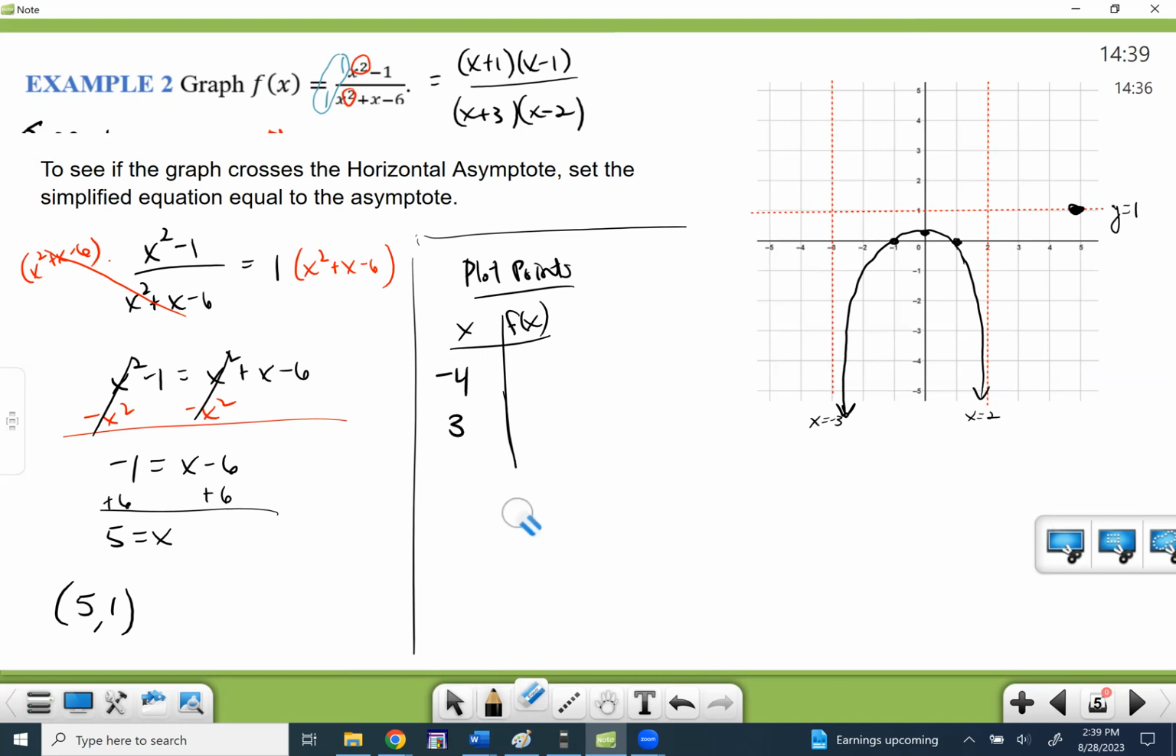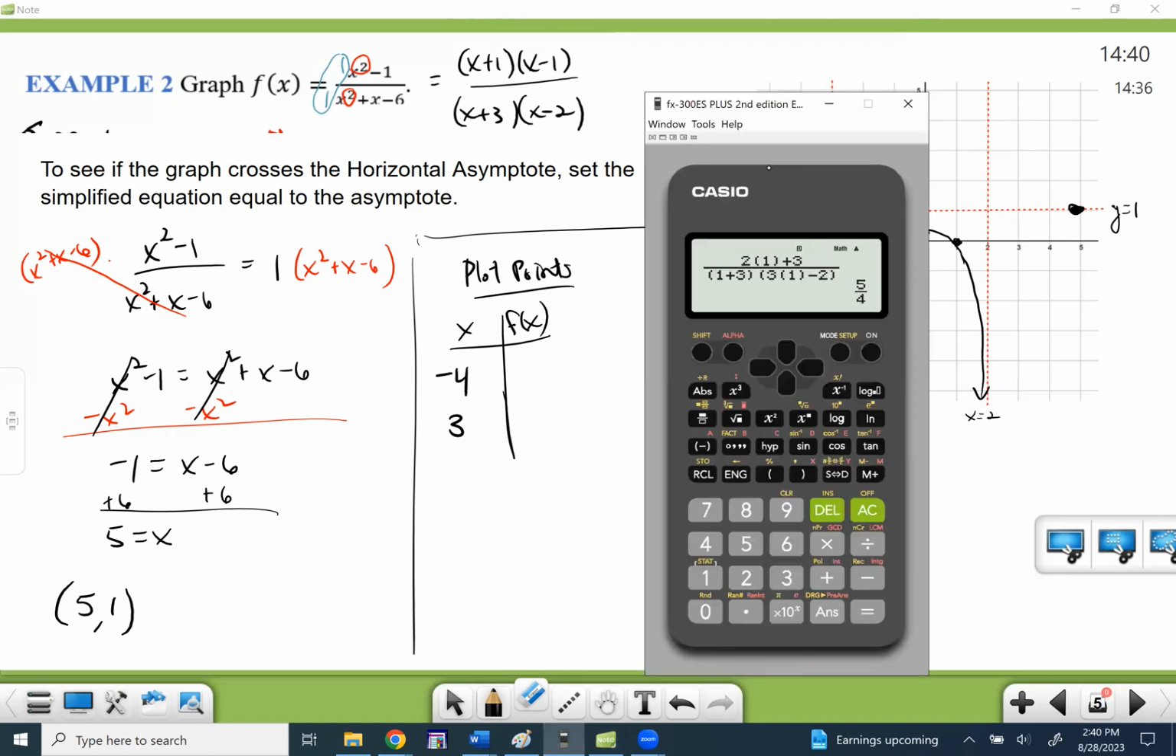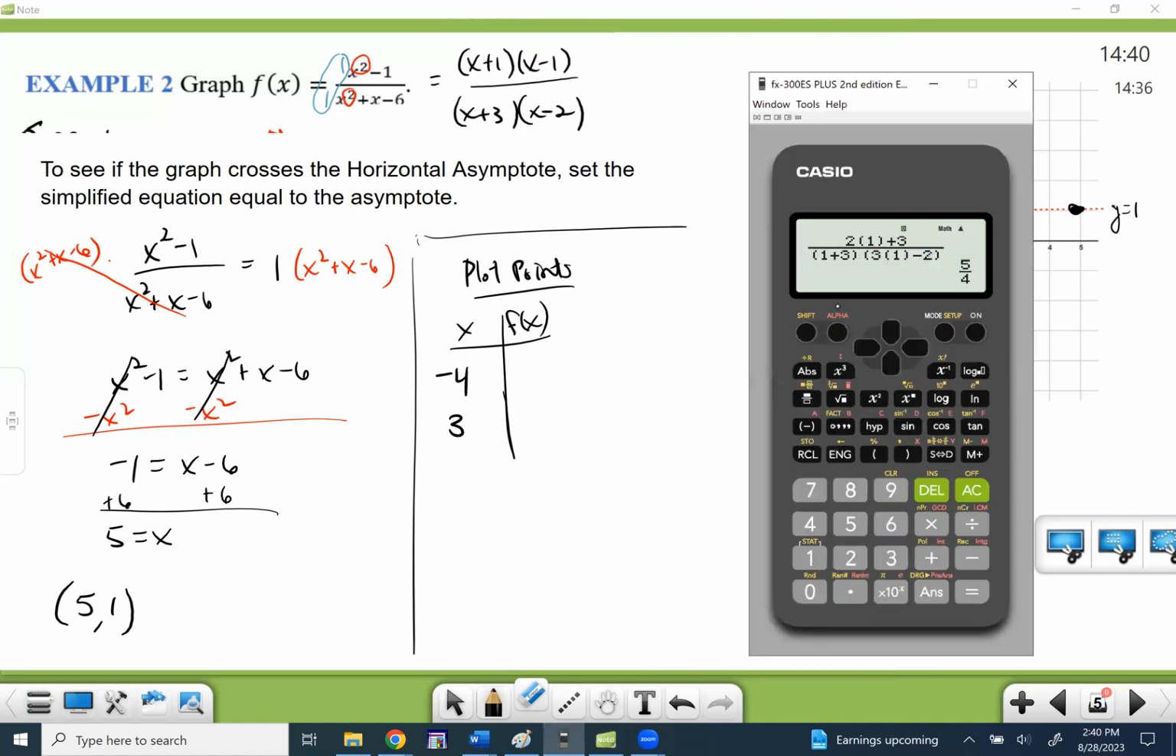Okay. All right. And you guys know that I like to substitute into the simplified version, because usually I do it by hand and it's so much easier by hand. But I'm going to go to the calculator just because I know that's what my students would do. Okay, so we're going to go ahead and put -4 in everywhere we see an x. So -4 + 1. And then -4 - 1 divided by.